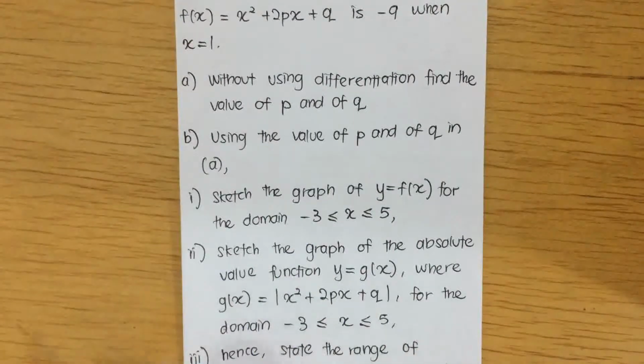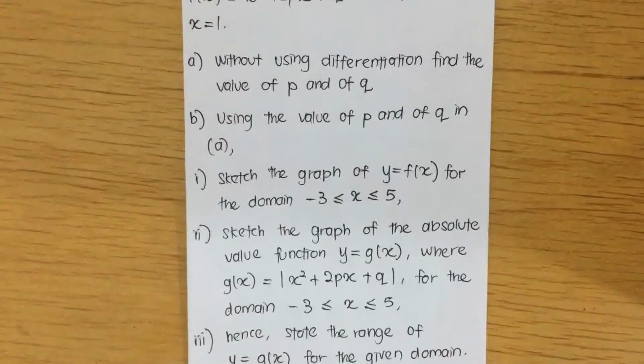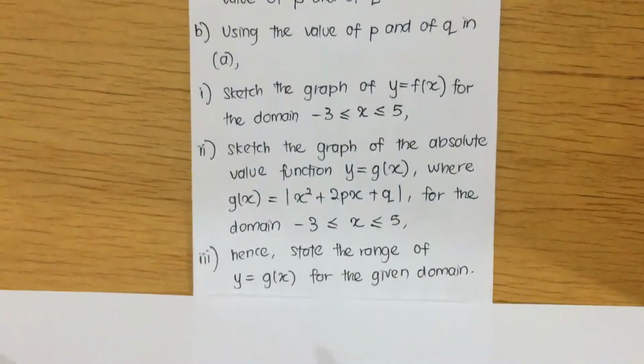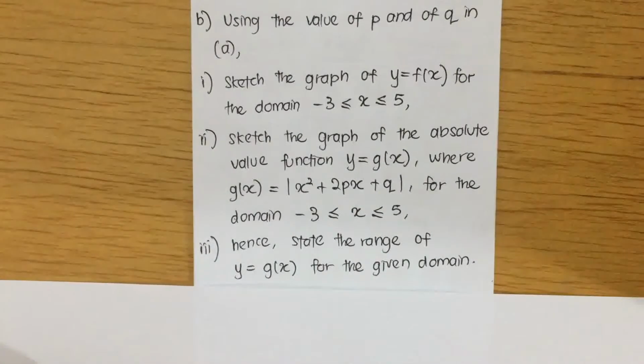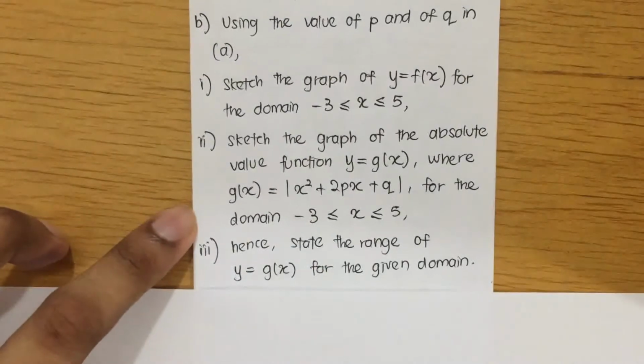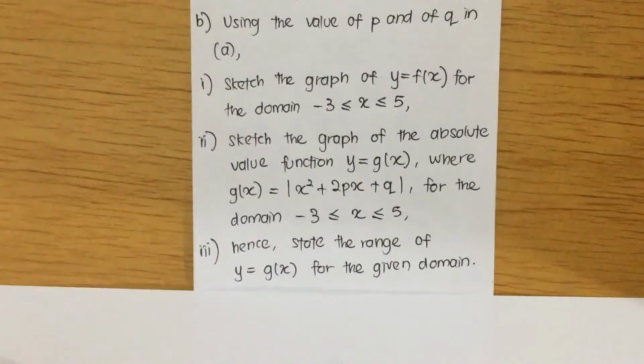For question B part 2, sketch the graph of the absolute value function y = g(x), where g(x) = |x² + 2px + q| for the domain -3 ≤ x ≤ 5. For question B part 3, hence state the range of y = g(x) for the given domain. Okay, so I hope you will attempt this question in the future.